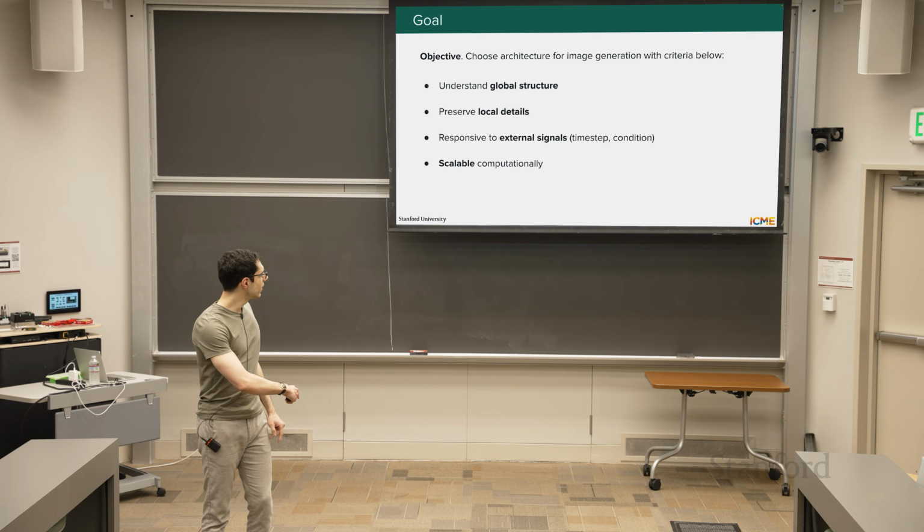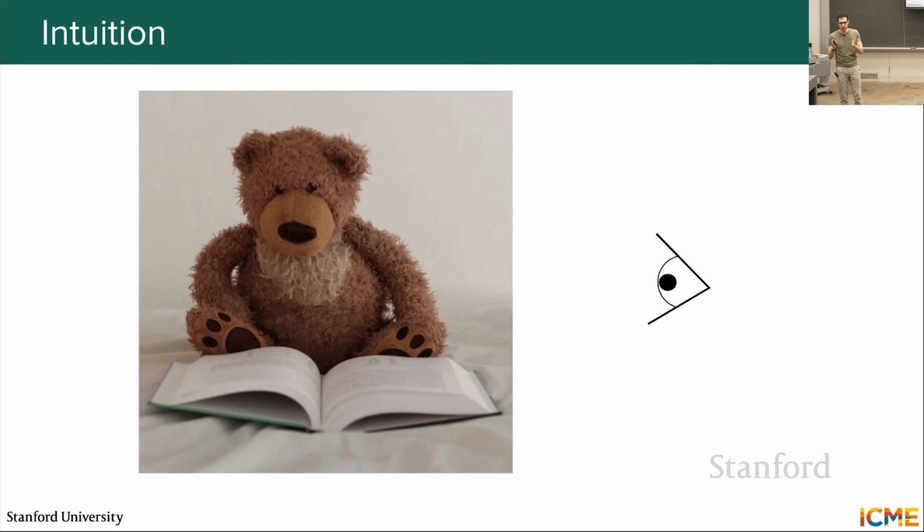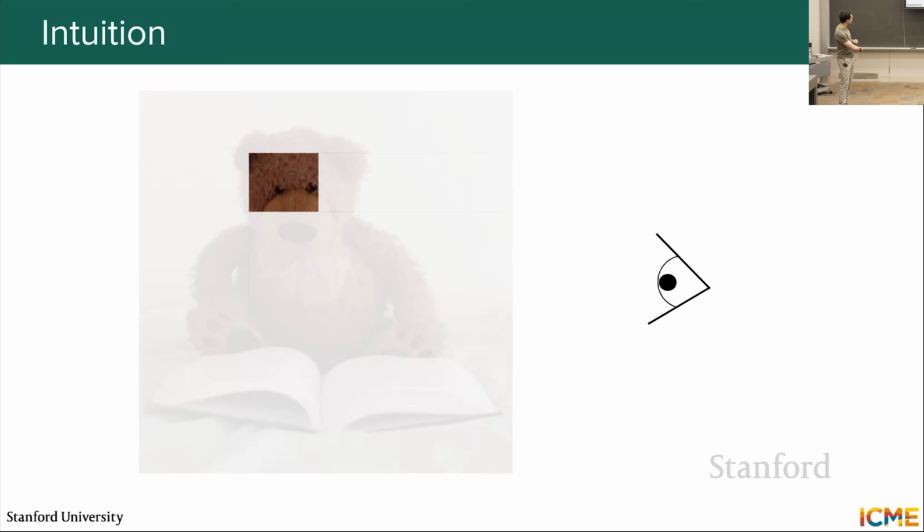Let's start with the first model, by first thinking about how humans look at an image. So you see this teddy bear image, and you have an eye on the right side of the slide. When you look at this image, what you're doing is focusing on a specific part of the image and skimming through that image, scanning that image. That's what we do as humans.